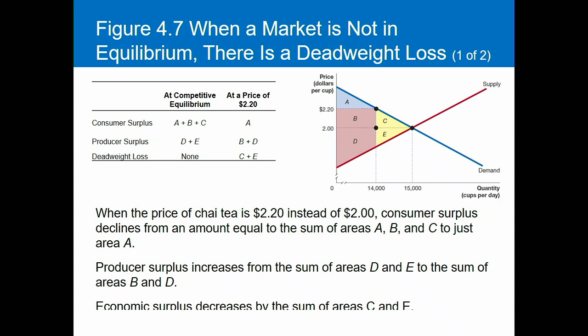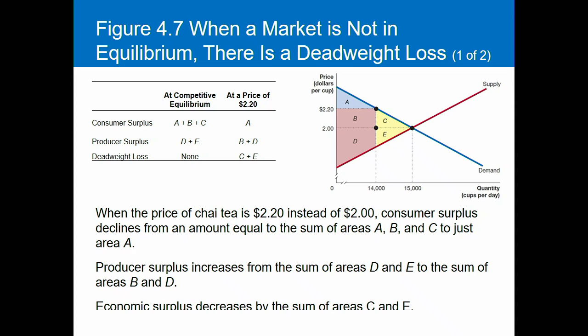So using the idea of producer and consumer surplus, we can see what happens when a market is not in equilibrium. Let's say in this example, the price of tea is $2.20 instead of $2, the equilibrium price. The equilibrium quantity is still 15,000 cups per day. But in this market, they're selling cups of tea at $2.20, so a higher price than equilibrium.